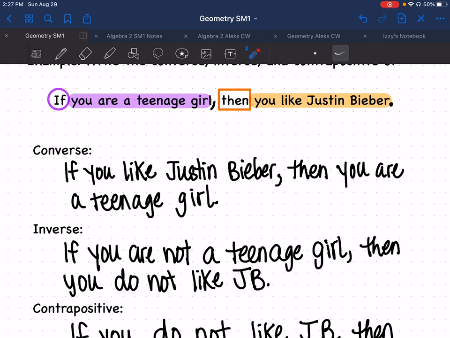All right, so inverse. If you are not a teenage girl, this has to be true. If you are not a teenage girl, then you are a teenage boy or you are an adult. Okay, so those are the ones that must be true. Then you do not like Justin Bieber. This must be false. So all we have to do for a counterexample here is find an adult that's not a teenage girl that likes Justin Bieber. Me. You could use me, or you could say a boy that likes Justin Bieber.